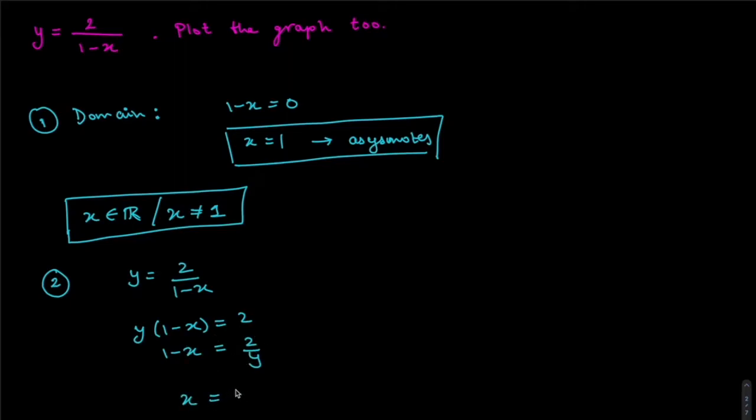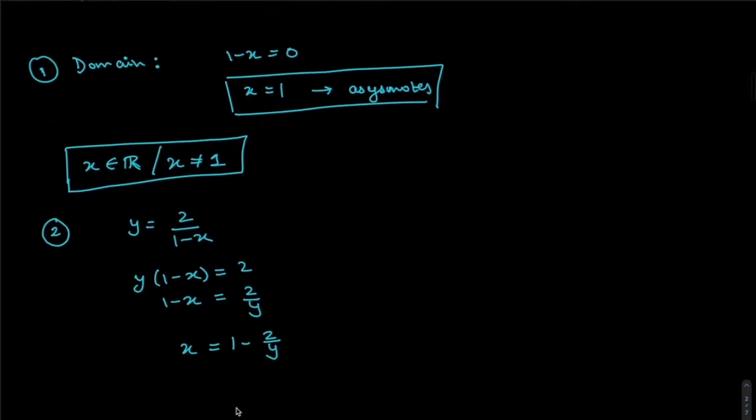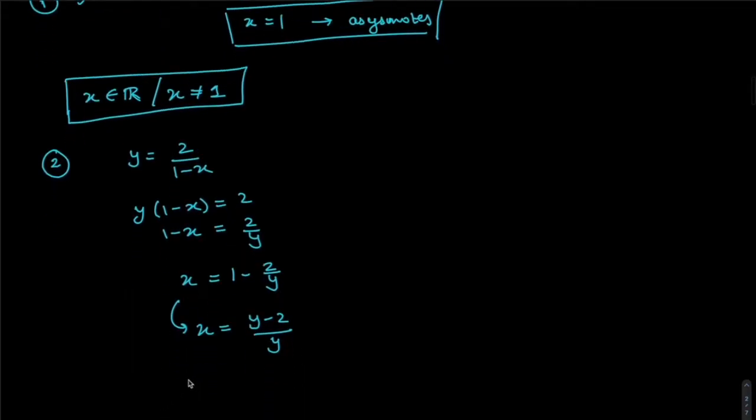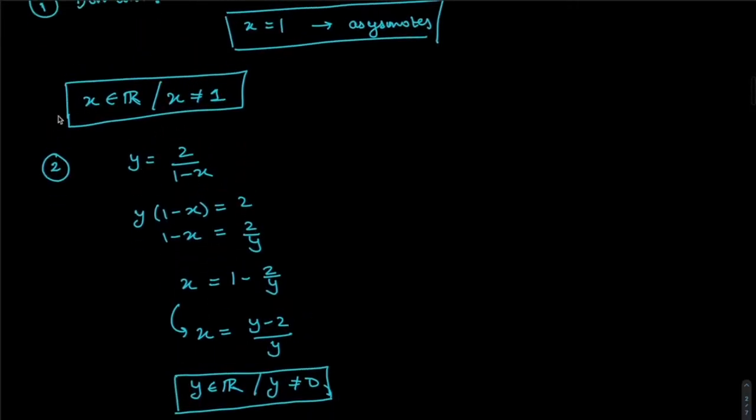So what I get is this is equal to 1 upon 1 minus 2 by y, right? If I want, I can further change the format and write it as y minus 2 upon y. So now if I find the domain of this function, y belongs to all real numbers, but y does not equal 0. There will be no value for x when y is 0, okay? So that basically is my range. So part 2 was range.